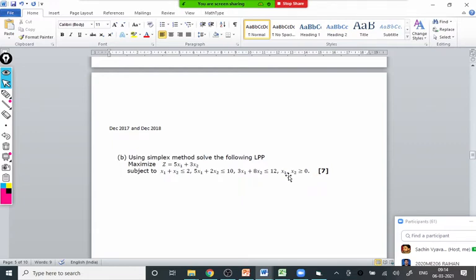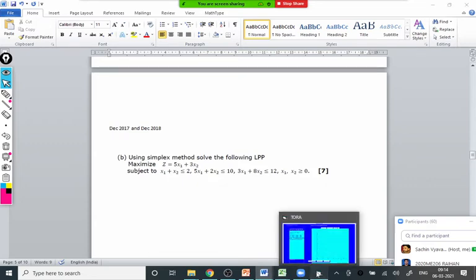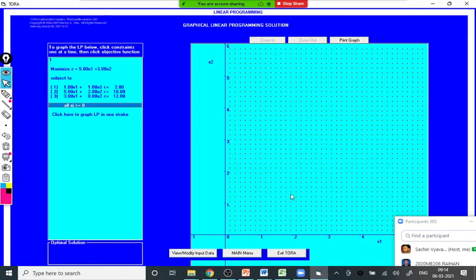Obviously, for the simplex method, the requirement is that the constraints should be of less than or equal to type, and they are already in that form. So we know how to solve that by simplex and graphical also. I will quickly show you the graphical solution so that we can cross check whether we get the same answer by simplex also. As it has 2 variables, yes, we can solve this question by a graphical method.